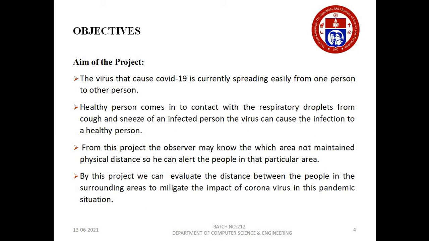Objectives. Aim of the project. The virus that caused COVID-19 is currently spreading easily from one person to another. A healthy person comes in contact with the respiratory droplets from the cough and sneeze of an infected person. The virus can cause infection to a healthy person. From this project, the observer may know which area has not maintained physical distance, so he can alert the people in that particular area. By this project, we can evaluate the distance between the people in the surrounding areas to mitigate the impact of coronavirus in this pandemic situation.